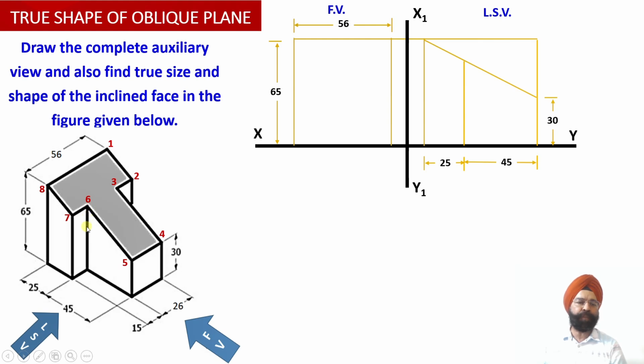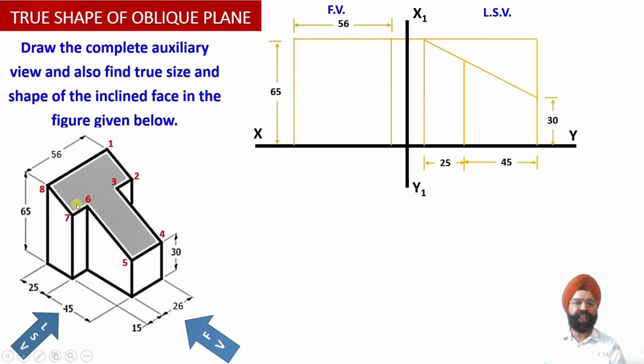So the height of this point will be determined as per the construction, because we know that this edge or this edge is lying at a distance of 25 millimeter from the rear end of the solid or 45 millimeter from the front end of the solid. So this is 45 millimeter from the front end of the solid and 25 millimeter from the rear side of the solid. So this completes the construction of the left hand side view.